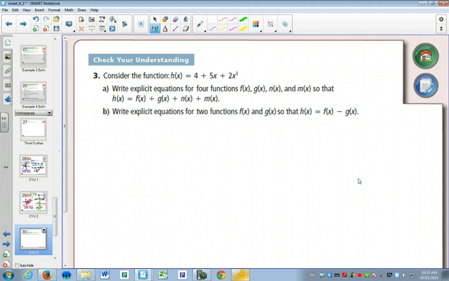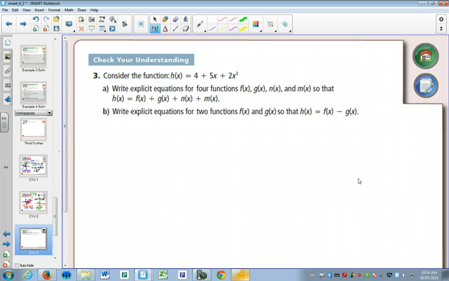You are going to like these ones because you can make them as simple or as complicated as you would like. Most people end up choosing simple. Okay? Now, they tell you what h of x is.